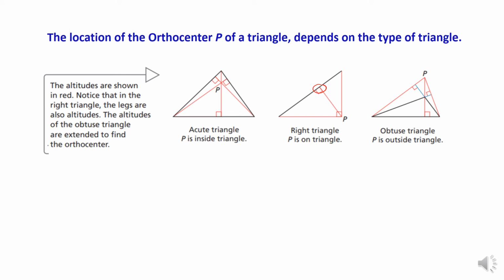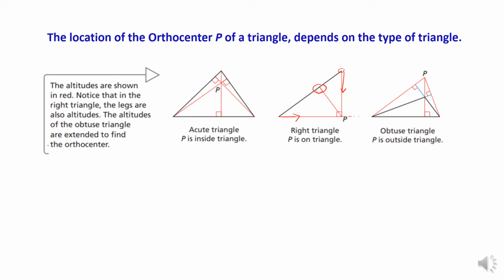Okay, so the altitudes are shown in red. Notice that in the right triangle, the legs are also altitudes. Because you're going from the vertex down to the side. And there's my side that I'm going to, and that happens for each of these. So they're both right angles.